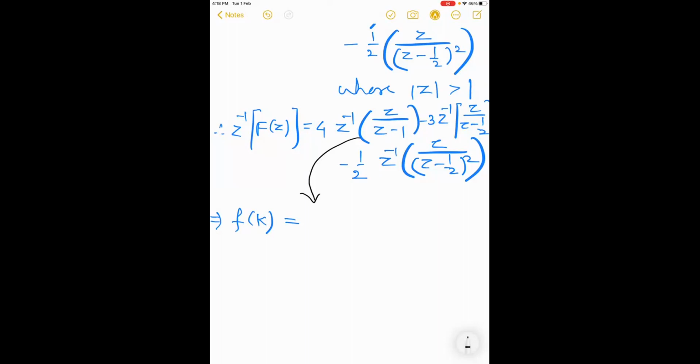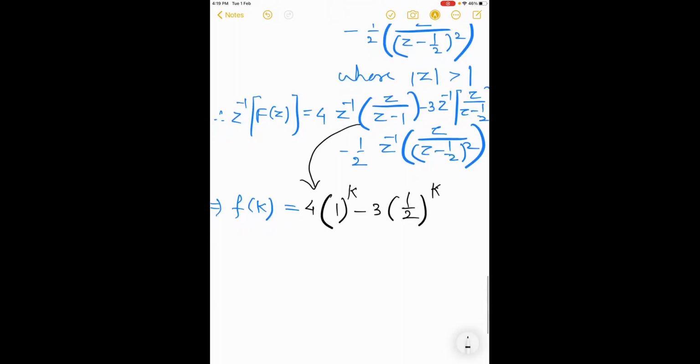So tell me, Z upon Z minus 1, inverse transform, what do you write? 4 into 1 raised to k. Very good. So that is 1 raised to k, minus 3 will be as it is. Same thing, this is half raised to k. Correct? A is half, so this is half raised to k.